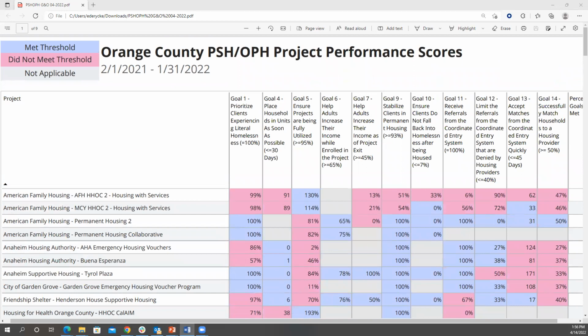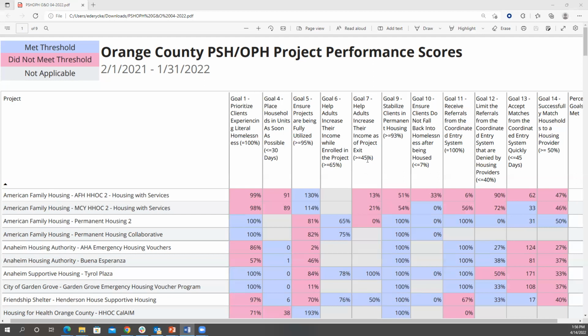For those of you that are receiving CoC funds for permanent supportive housing, these measures will be used as part of the ranking criteria in the upcoming NOFA. And these scores are what we will be using for your agency. The CoC board has not yet decided if we're using all of these measures or only some of them, but whatever scores you have on this report are what we will be looking at for your agency and how you will be ranked as part of the NOFA process.